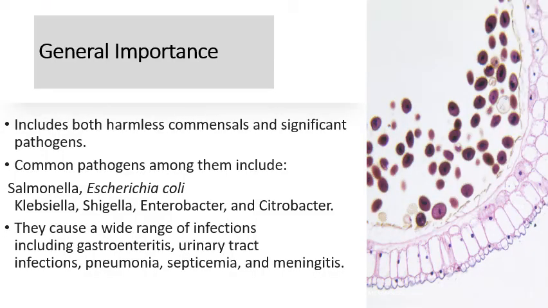Now, their general importance includes the fact that some of them are harmless commensals, and we have some of them that are significant pathogens. And those pathogenic among them include Salmonella, Escherichia coli, Klebsiella, Shigella, and so on. So these pathogens will cause a wide range of infections, including gastroenteritis, UTI, pneumonia, septicemia, and meningitis, to mention but a few.